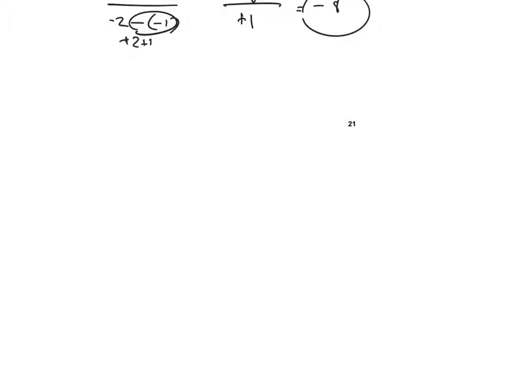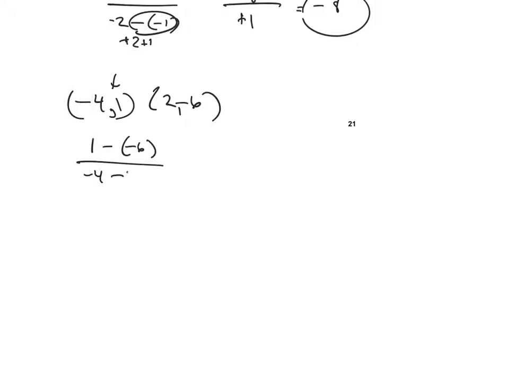All right, let's look at negative 4, 1, and 2, negative 6. So notice that there's not any other negative 4s and there's not any other 1s that are repeating. So we're going to start with this 1. So 1, take away negative 6, and negative 4, take away 2.